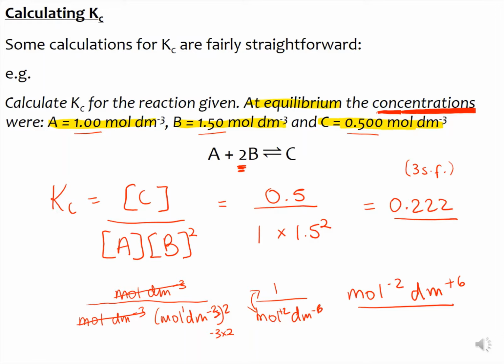So as I said, that's a fairly straightforward Kc calculation. A way of making that slightly more difficult would be, instead of giving you concentrations, the question gave you moles only and then a volume. Now if they give you moles and a volume, you can calculate the concentration and proceed exactly the same as before if you're told it is at equilibrium.